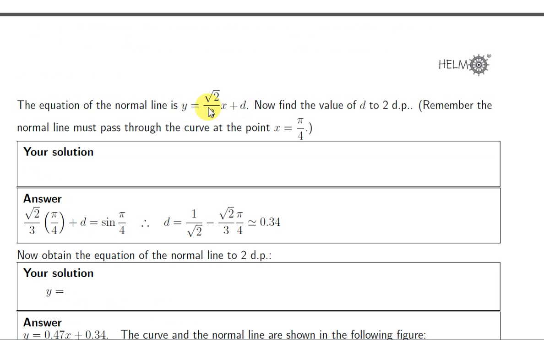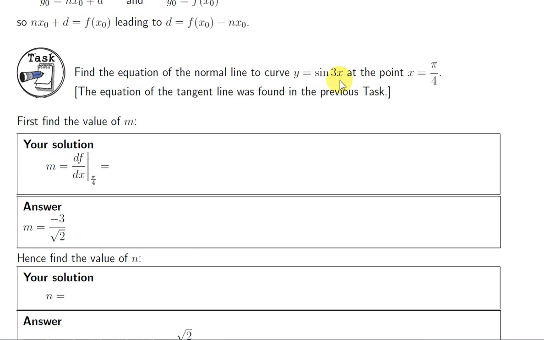Now, to find the equation of the normal line, we use the fact that the normal line must have an equation of this form: y equals mx plus c, where m is the slope of it that we've just got. So what we don't know is the constant. Well, we just use the fact that we have the point of contact. The normal line must pass through the curve at the point x equals pi over 4. So we just plug pi over 4 into the equation of the curve to get the y value, and then we plug in here. So when x is pi over 4, we have the y value from the equation of the curve.